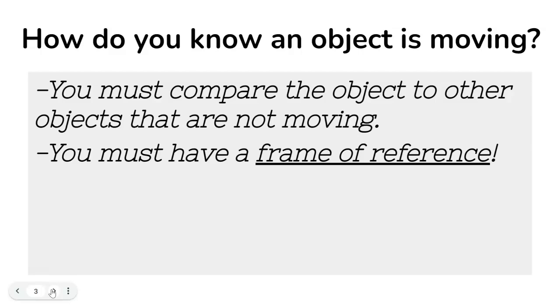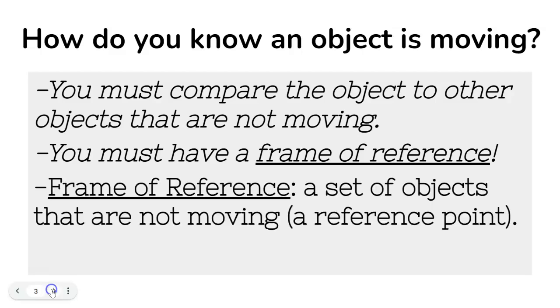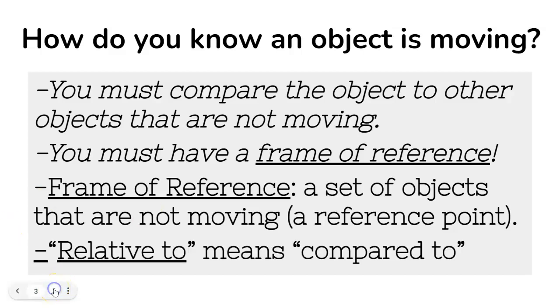You have to have a frame of reference, so a point where you can look at another object and tell that it's moving in relation to another object. So it's just a set of objects that are not moving. It's a reference point for us to be able to tell, okay, this object is moving. I can tell that it's in motion because in comparison to the object that's stationary, I can tell that it is in motion and it's moving. It has movement to it. And when we say relative to, that just means compared to.